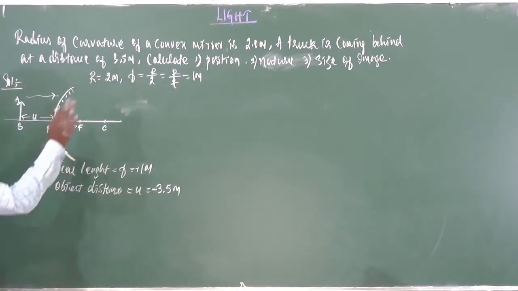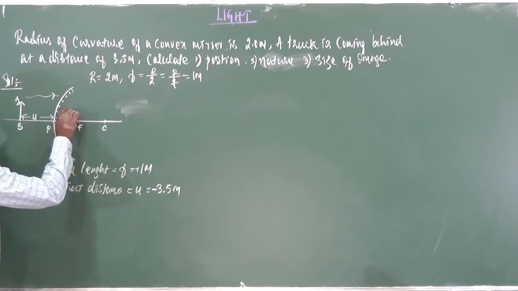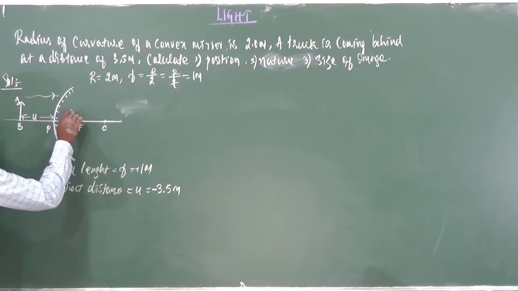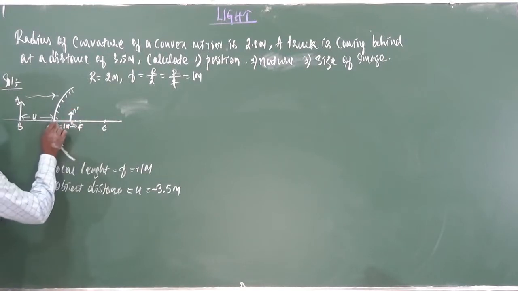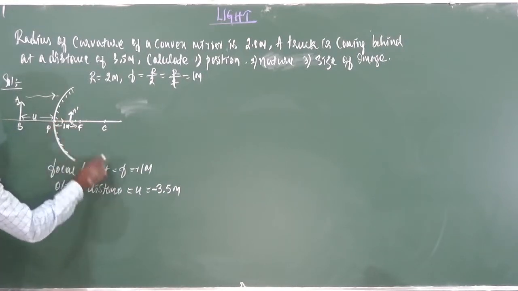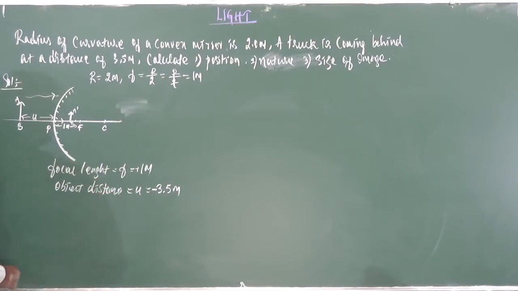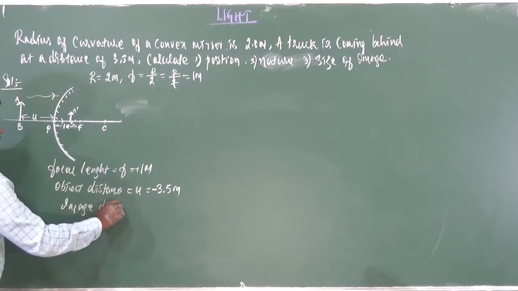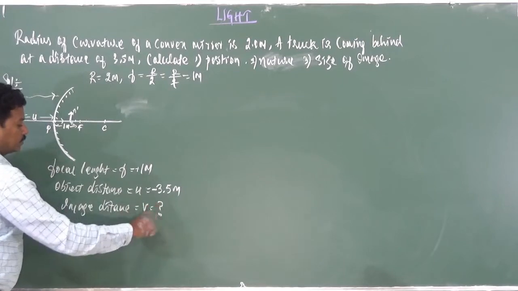Next, you have to calculate the position. The image will be formed approximately somewhere here. The virtual, erect and diminished image is obtained between P and F. So this is A dash, B dash, you have to find out this length. From here to here you are taking the measurement in this direction, therefore the image distance will become positive for you. So image distance V is equal to how much?